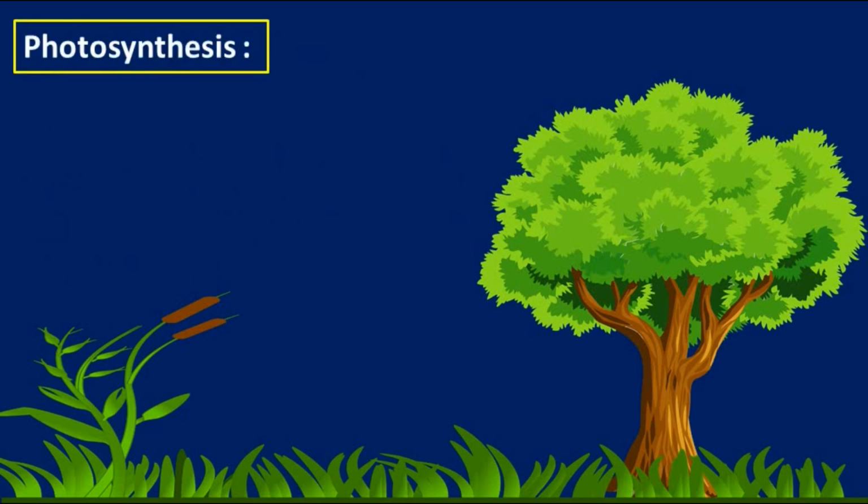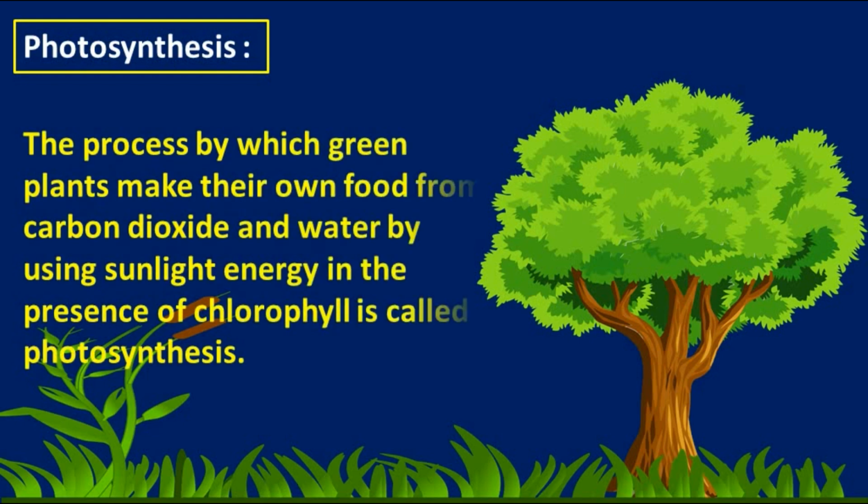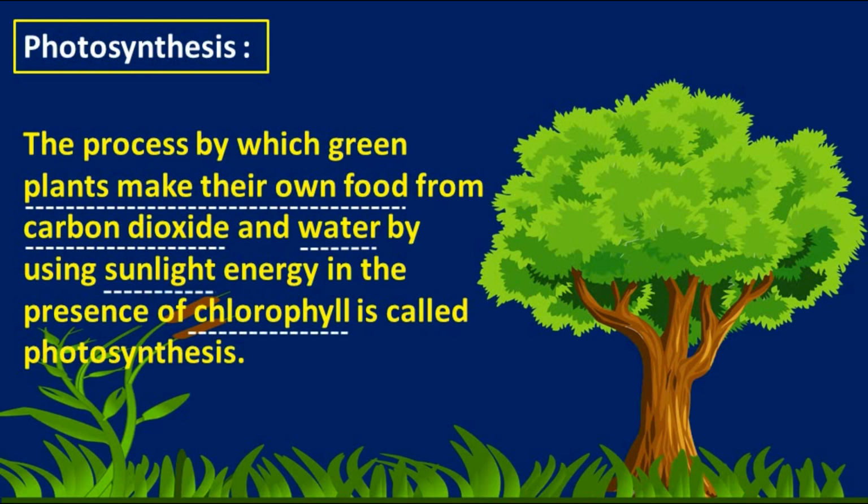What is photosynthesis? The process by which green plants make their own food from carbon dioxide, water, sunlight and chlorophyll. Carbon dioxide and water are utilized in the chlorophyll in the presence of sunlight for making food. This process is known as the photosynthesis process. So these four factors are very important: carbon dioxide, water, sunlight and chlorophyll.